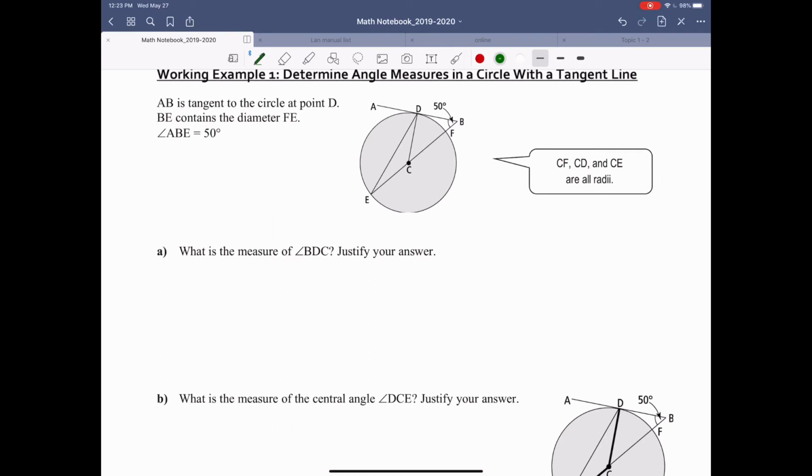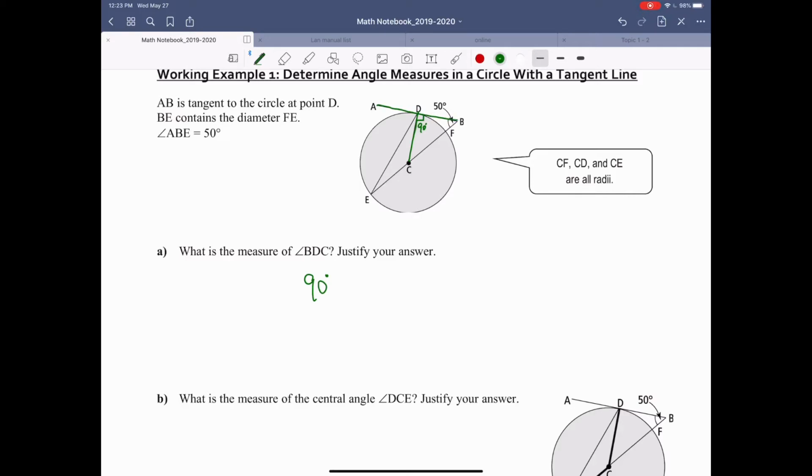Okay, first question here. They labeled the angle for you. You see that AB is a tangent line, CD is a radius, so here is 90 degrees. That's a right triangle here, and that's a right triangle here. That's 90 degrees. So what's the measure of BDC? BDC is therefore 90 degrees because you know the rule: CD is a radius contacting the tangent line AB at the point of tangency.